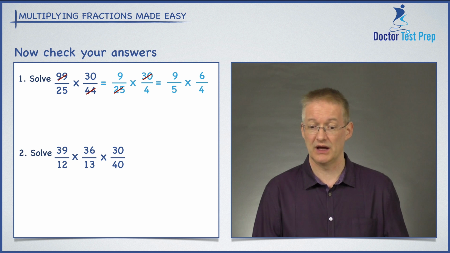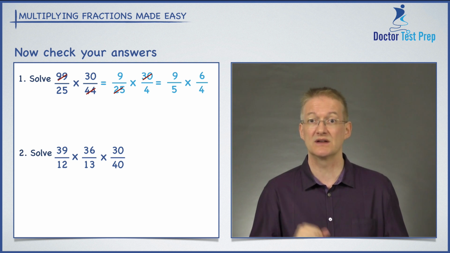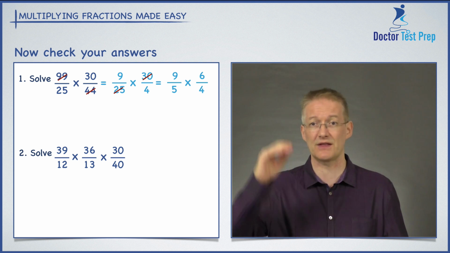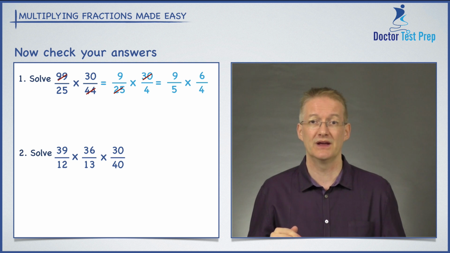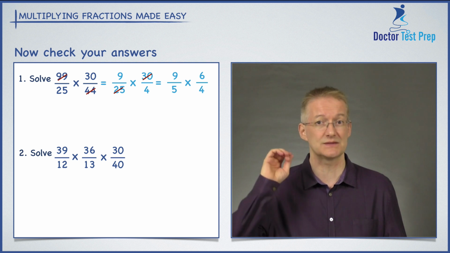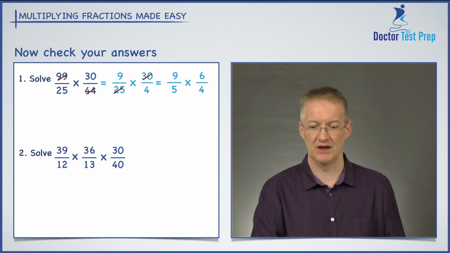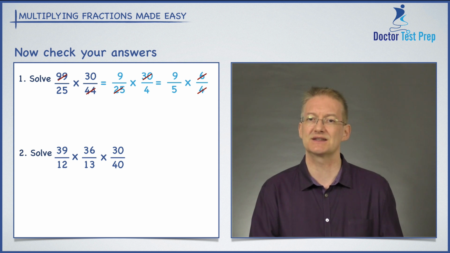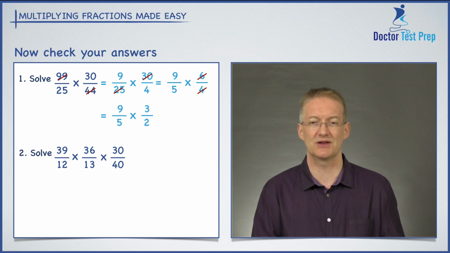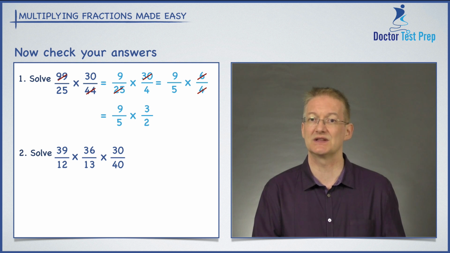Great, now let's see if anything else will reduce. Well, actually it will. I have the 6 and I have the 4. 2 will go into both of those. Now it doesn't matter that the 6 is directly over the 4. You're allowed to do that as long as it's one number on the top and one number on the bottom. We can carry on reducing. So I'm going to reduce the 6 by dividing it by 2. That gives me a 3. And the 4 divided by 2 gives me a 2.